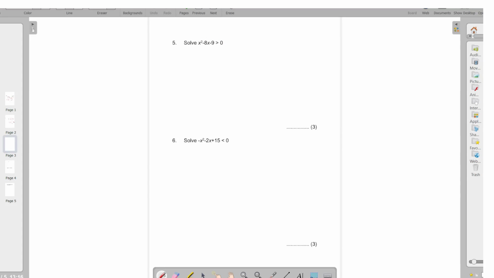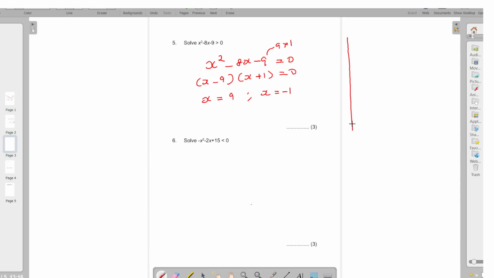Question 5. x squared minus 8x minus 9 is 0. So we can do 9 times 1. So we factorize: x minus 9, x plus 1 is equal to 0, which means x is equal to 9 or x is equal to minus 1. Same thing, you can plot the graph like this. This is 9, this is minus 1.